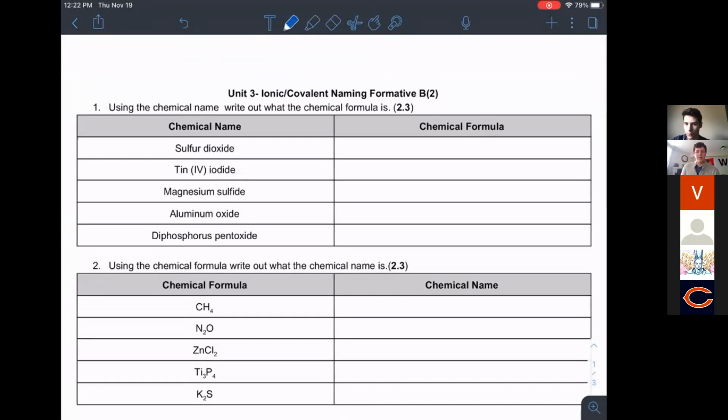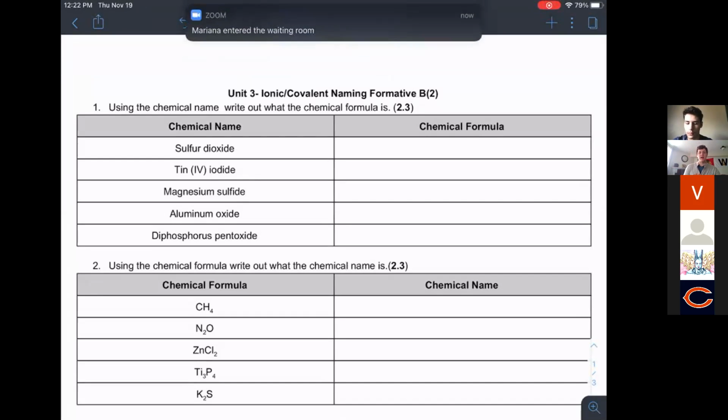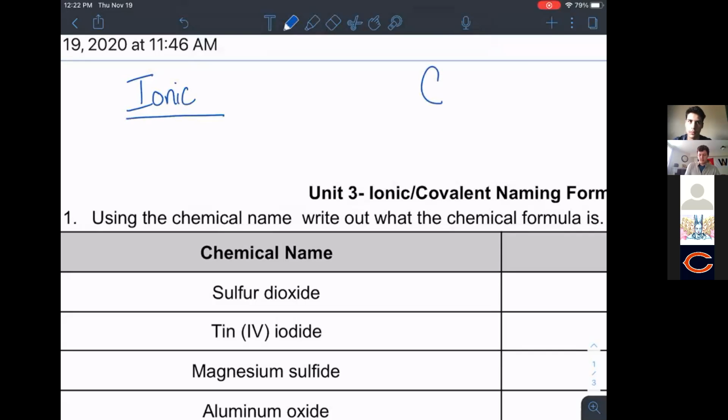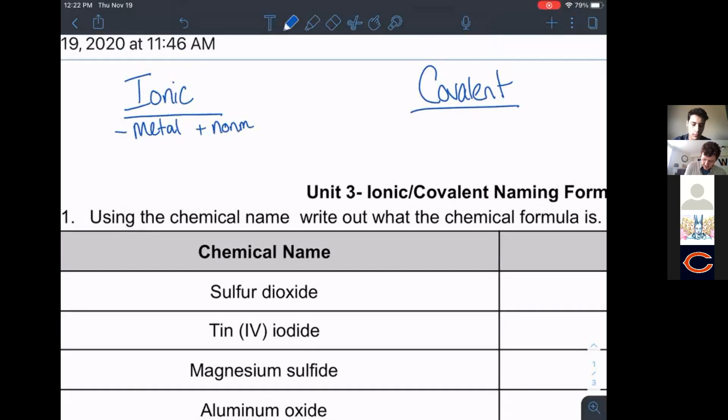So the first section, we were coming up with those chemical names. We were given the chemical names to find the chemical formulas, so we have to identify ionic or covalent bonds before we can do that. Can you remind me, how would we identify if it's ionic or covalent? Ionic has one metal and one nonmetal in it, and covalent has two nonmetals in it. All right, so ionic has a metal and a nonmetal, and covalent has two nonmetals.